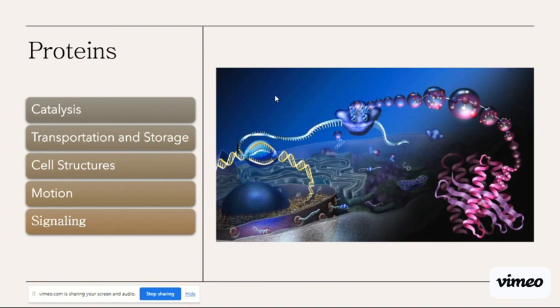For motion, motor proteins like myosin and kinesin generate force and motion in muscle contraction, cargo transportation, and flagella. As for signaling, receptor proteins in membranes and signaling proteins like insulin transmit signals to coordinate cell activities.